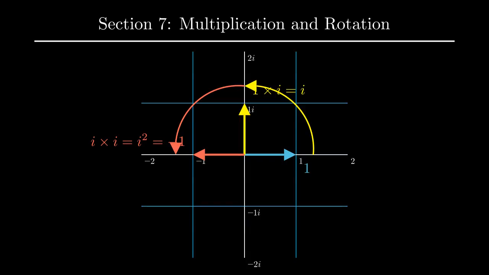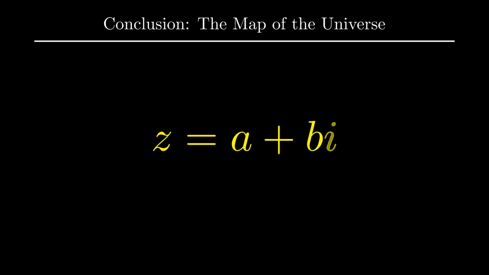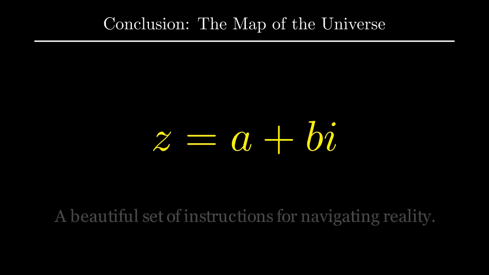To conclude, the anatomy of a complex number, z = a + bi, isn't something to fear. It's just a beautiful set of instructions for navigating a two-dimensional mathematical map. Understanding this unlocks advanced physics, engineering, and a deeper appreciation of the universe's geometric structure.